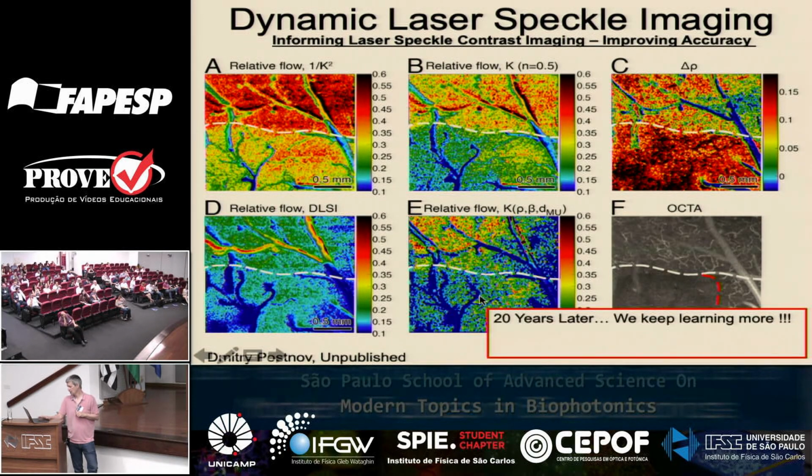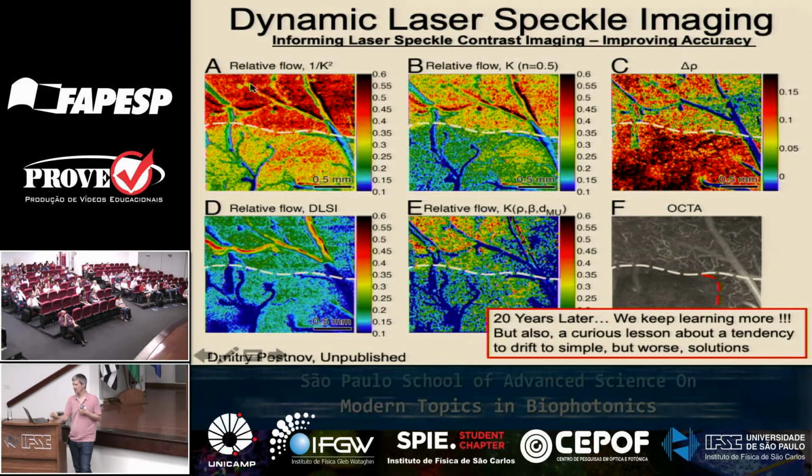Okay, so an interesting lesson from this is that 20 years later, we keep learning more about how to analyze speckle dynamics. And a really curious lesson was when Andy Dunn and I first did laser speckle contrast imaging in 2001, we were not using this simplified model. We were using the proper tau c analysis, and we were properly calibrating our instrument, and we were measuring changes in blood flow in stroke below 20%. I showed you those images.